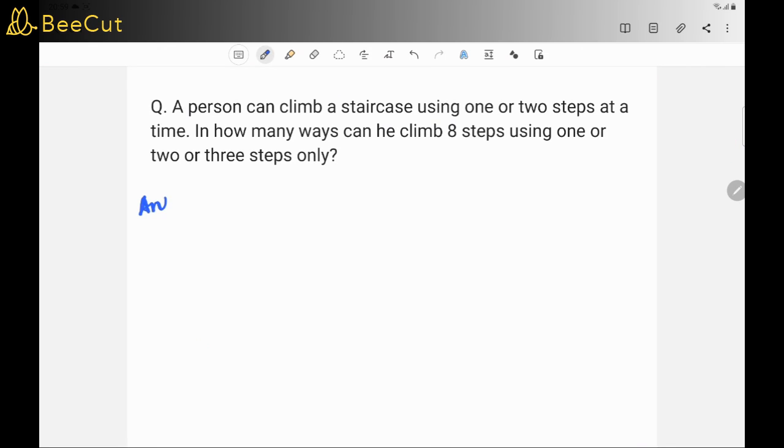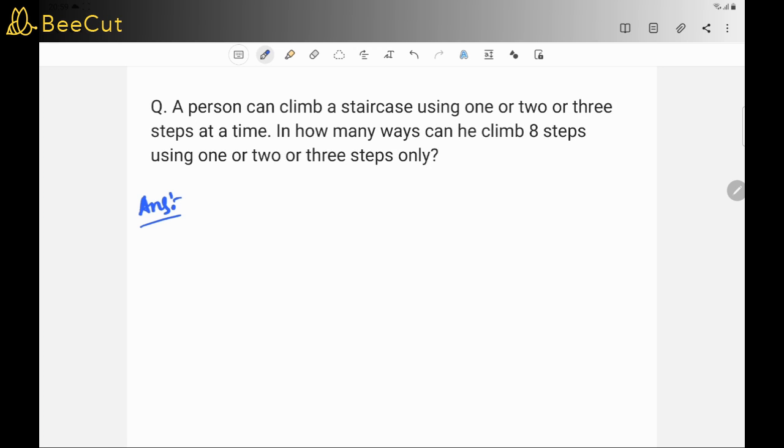Now this question has been modified. In the earlier question, we had only the option of climbing 1 or 2 steps at a time. Now we have the option of climbing 1, 2 or 3 steps at a time. And the total number of steps to climb is 8 steps, using 1 or 2 or 3 steps at a time only. Now, in a similar way, we'll solve this question.